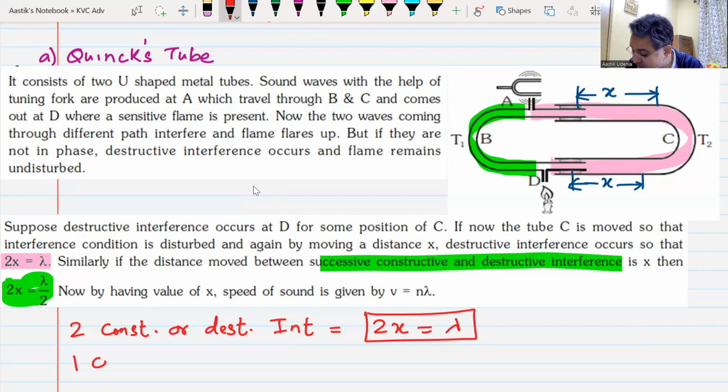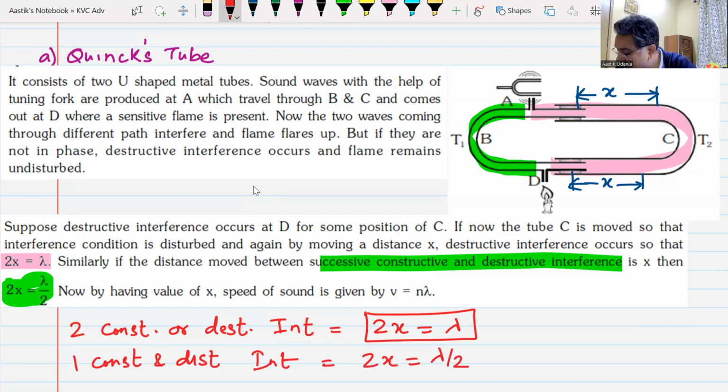If it is one constructive and one destructive interference, the distance between one constructive and one destructive interference, then your path difference, which is 2x, will be equal to lambda by 2. You will know how much this Quincke's tube has moved, and from that you can find out the value of lambda. So either the value of lambda will come as 2x or the value of lambda will come as 4x. We understand this?